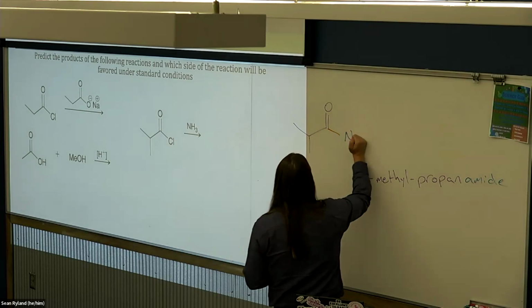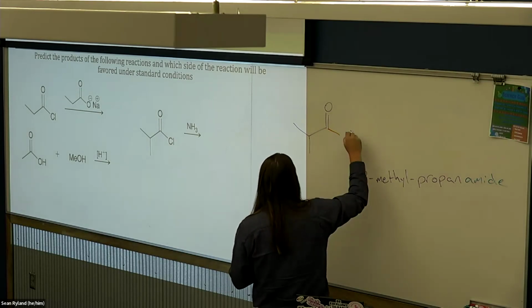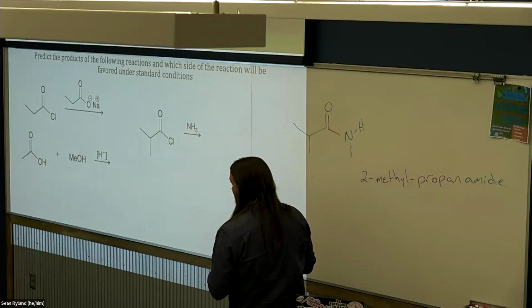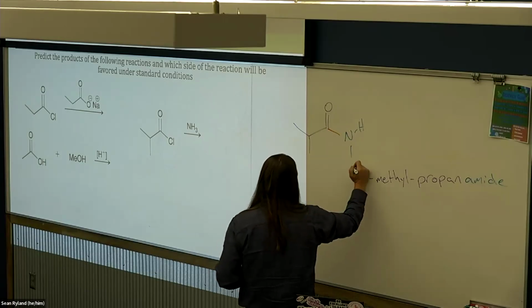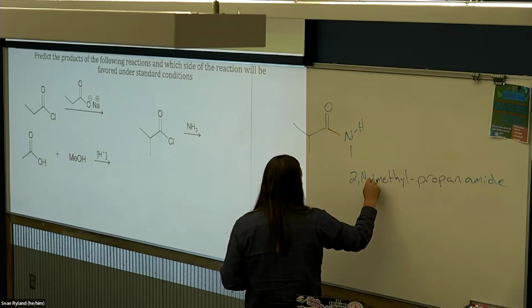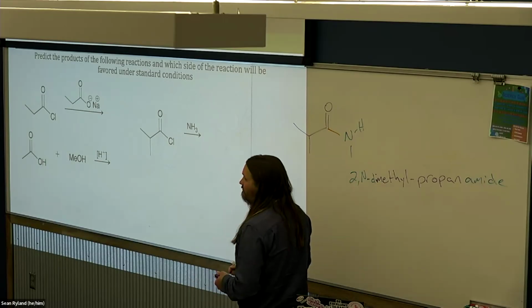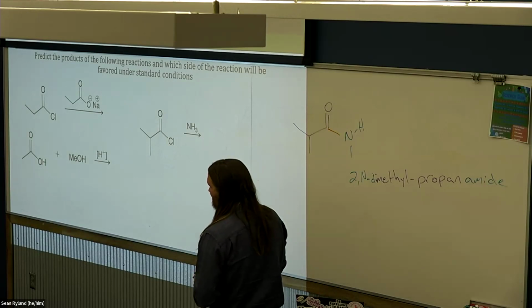Just so that you've seen this, I think you all could figure this out yourself. If there was a methyl attached here, now we have two methyls, right? So we would say N-methyl at the beginning. So 2,N-dimethyl. So we can mix and match. The amides, because they have those locants, allow us to specify that it's attached to nitrogen.